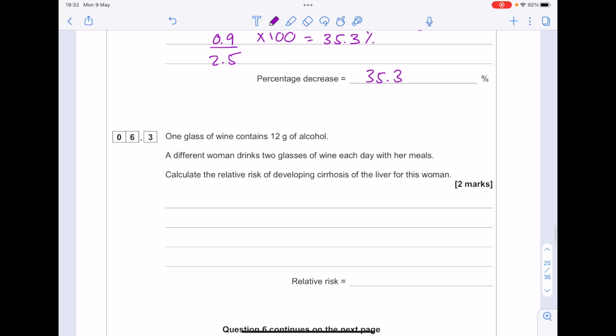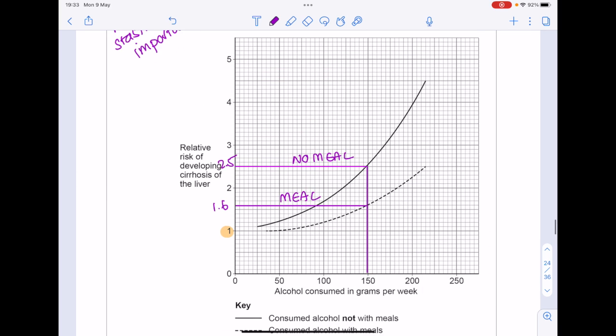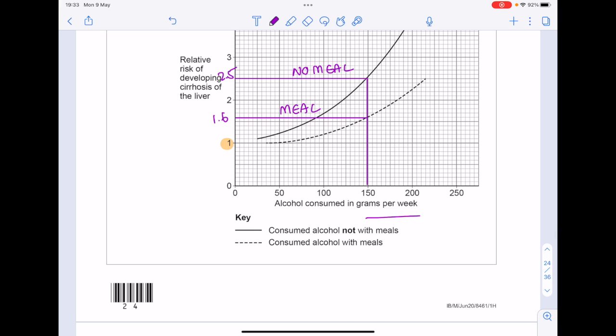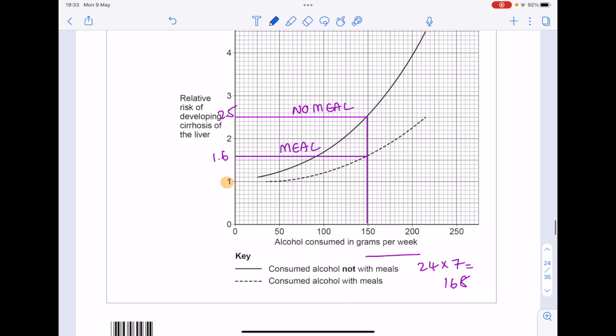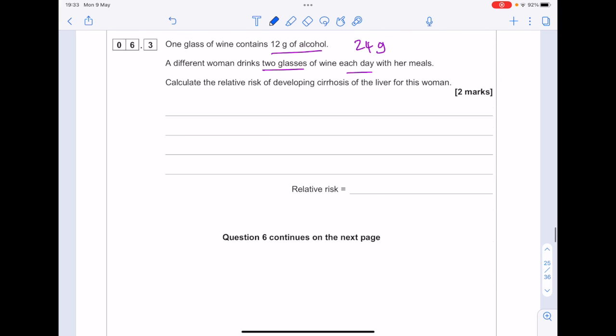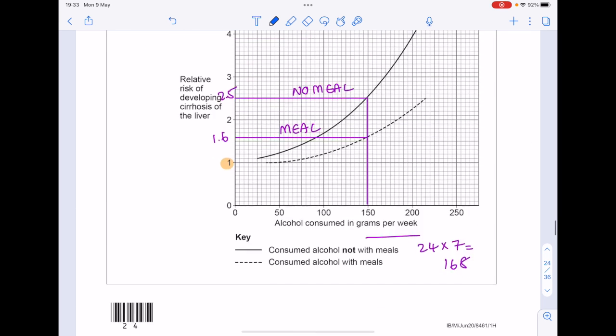One glass of wine contains 12 grams of alcohol. A different woman drinks 2 glasses of wine each day with her meals. Calculate the relative risk of developing cirrhosis of the liver for this woman. So that means she's taking in 24 grams of alcohol. And then look, this is per week, so we need to multiply that 24 by how many days there are in the week. So that becomes 168. So let's look up here. Just going to make a note, that's 160 grams of alcohol per week, and it's with meals.